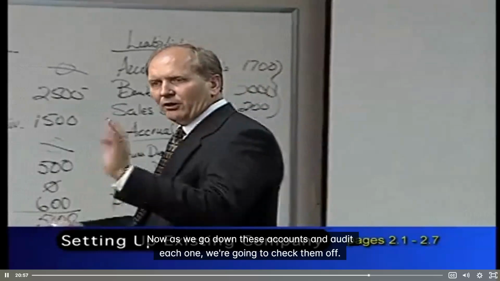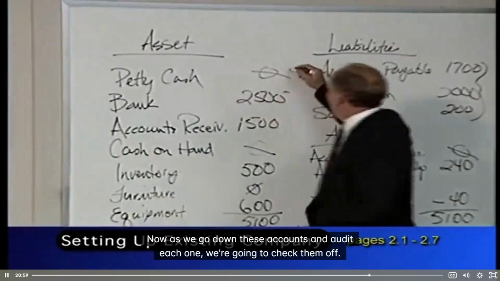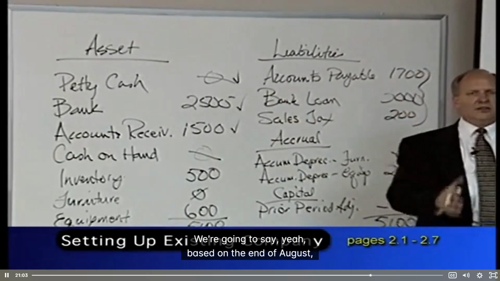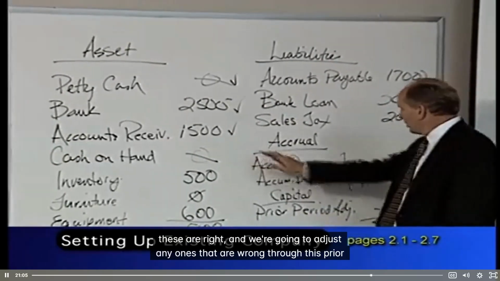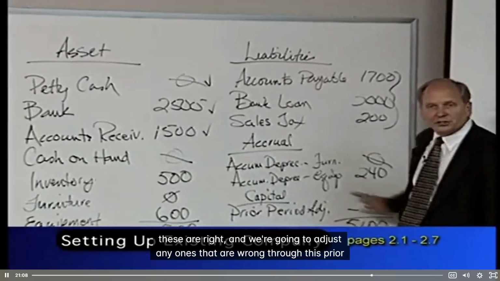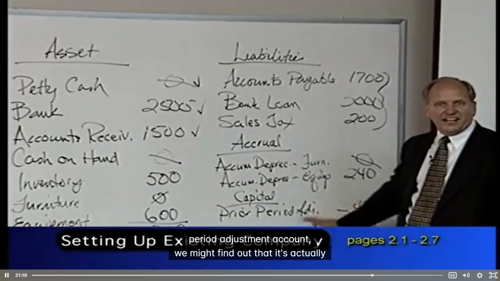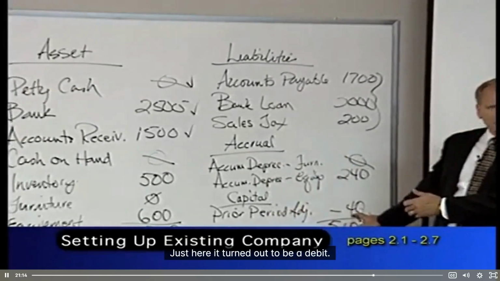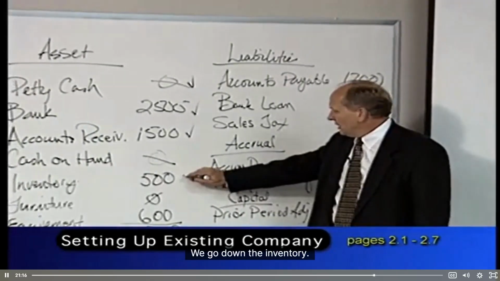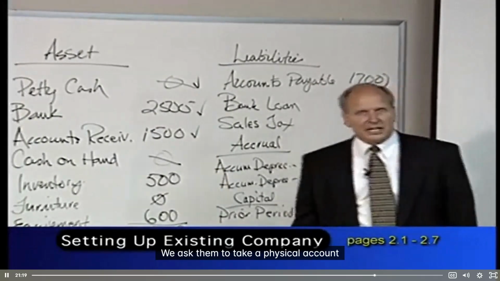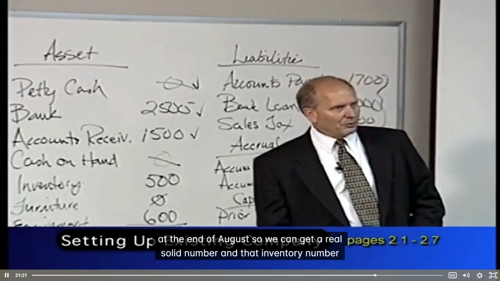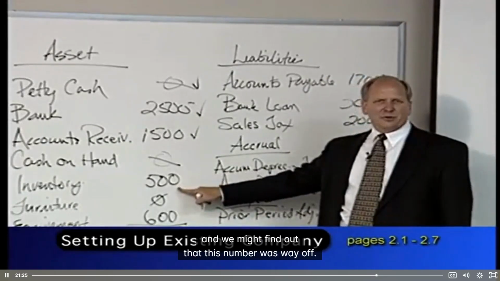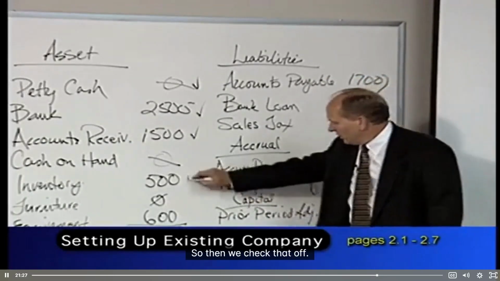Okay? Now as we go down these accounts and audit each one, we're going to check them off. We're going to say, yeah, based on the end of August, these are right. And we're going to adjust any ones that are wrong through this prior period adjustment account. And we might find out that it's actually a credit balance instead of a debit balance. Just here it turned out to be a debit. We go down, the inventory, we ask them to take a physical count at the end of August so we can get a real solid number in that inventory number, and we might find out that this number was way off. We'll adjust it. So then we check that off.